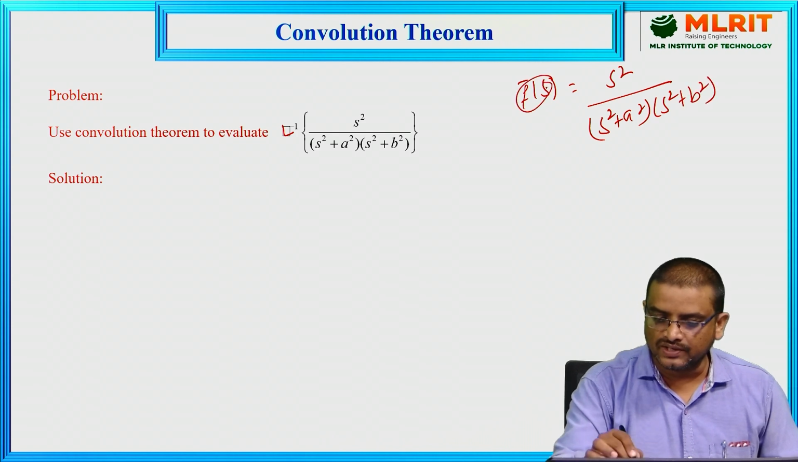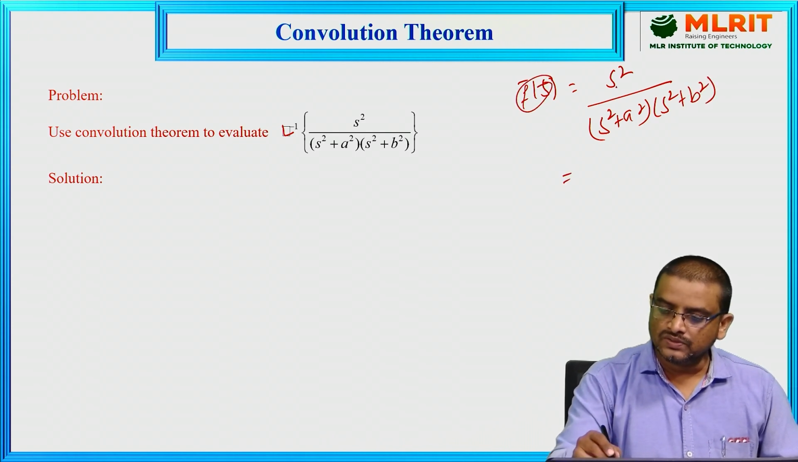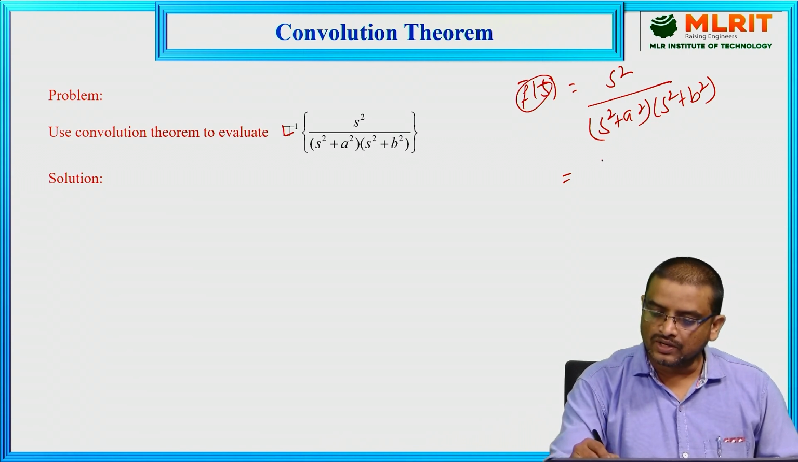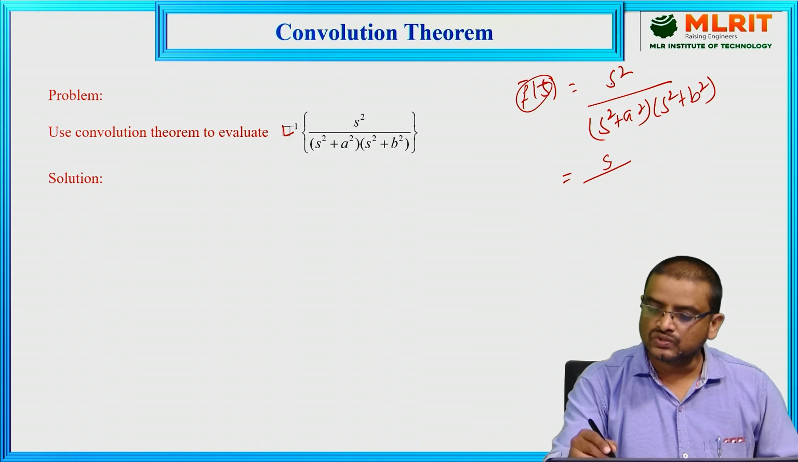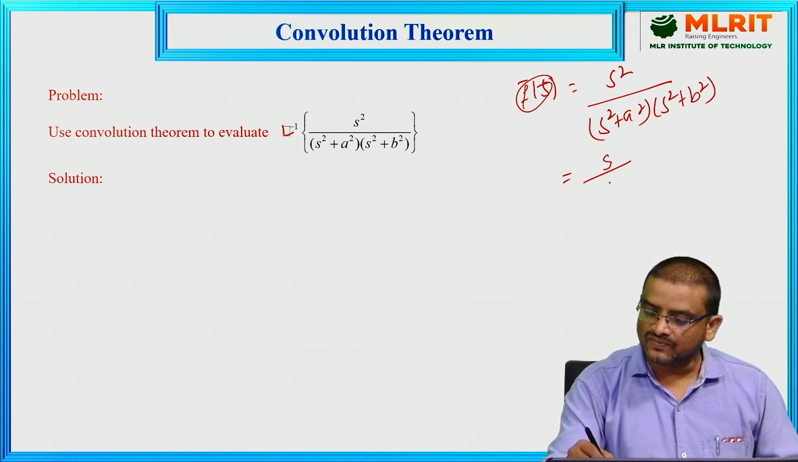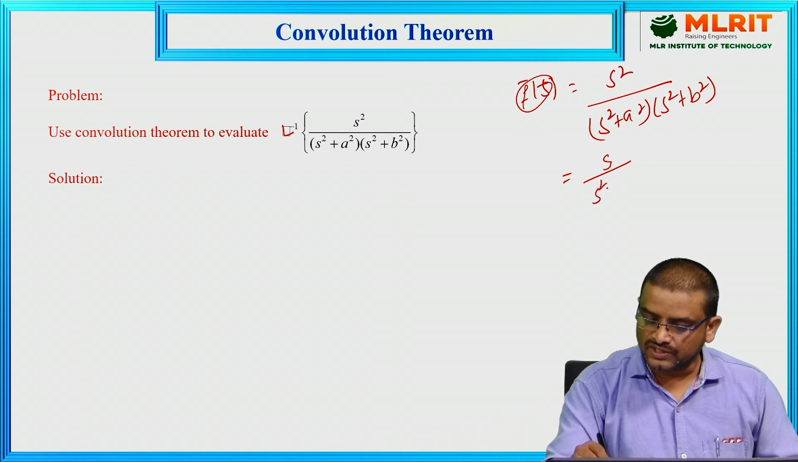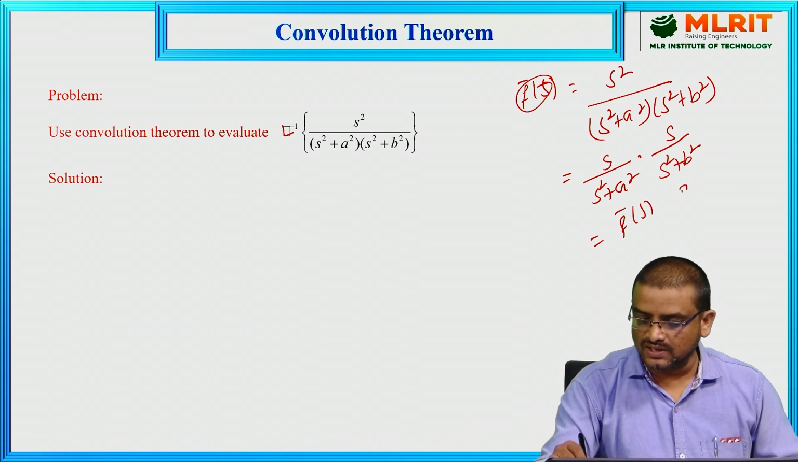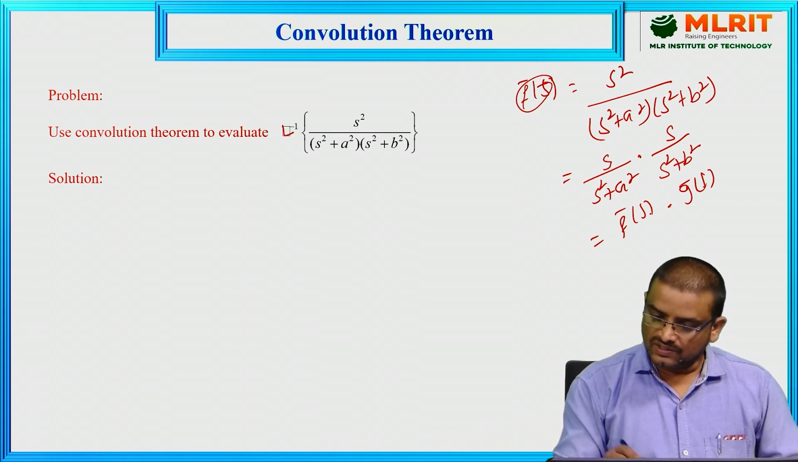This is our function. Now we have to convert this function into a product of two functions. How can you write this one as s square? That can be written as s into s. So one s I will take for the first factor, s by s square plus a square, and another s I will take for the second factor, s square plus b square. Consider this as f bar of s and this as g bar of s. These two are a product.